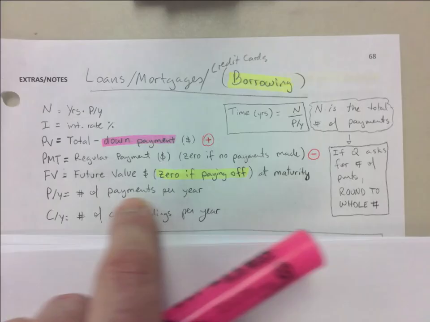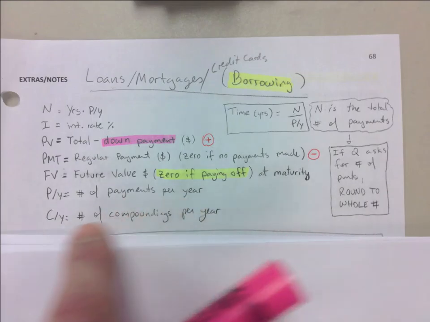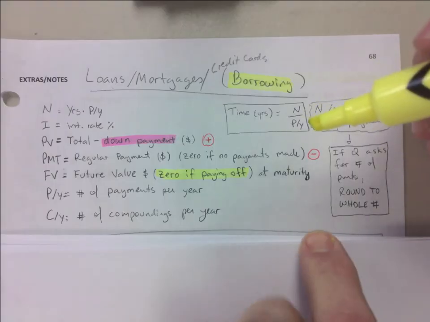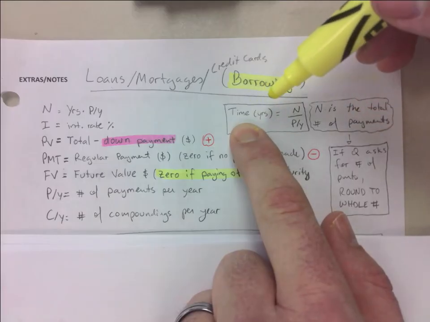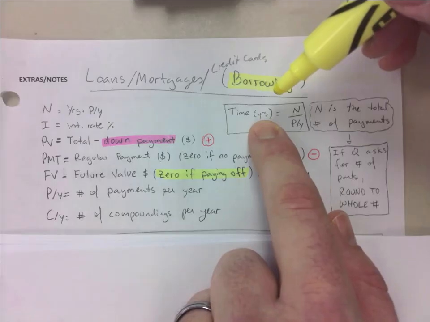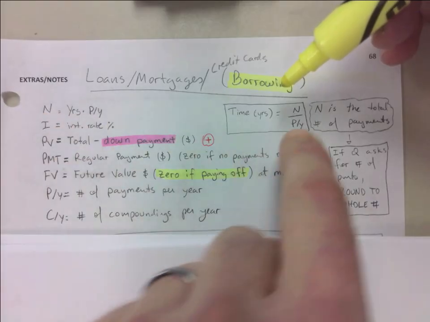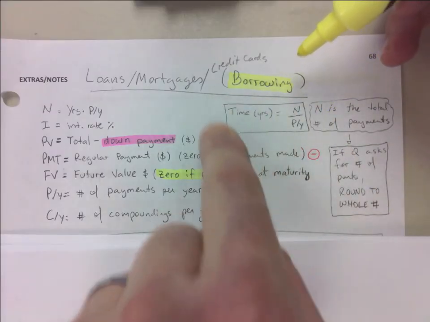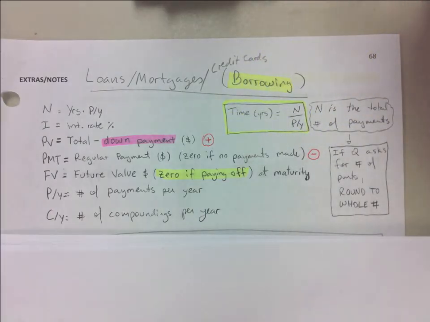PY is payments per year, so watch out for monthly, biweekly, semi-monthly. Just watch out for how often you're paying. CY is the compounding periods per year, okay? Another thing, just like before, if the question asks for how long did it take to pay off this loan, if you're trying to solve for the time, you will solve for N. Once you have N, you divide it by PY to get the number of years. So this is how you get your time in years. All right, so that's important.